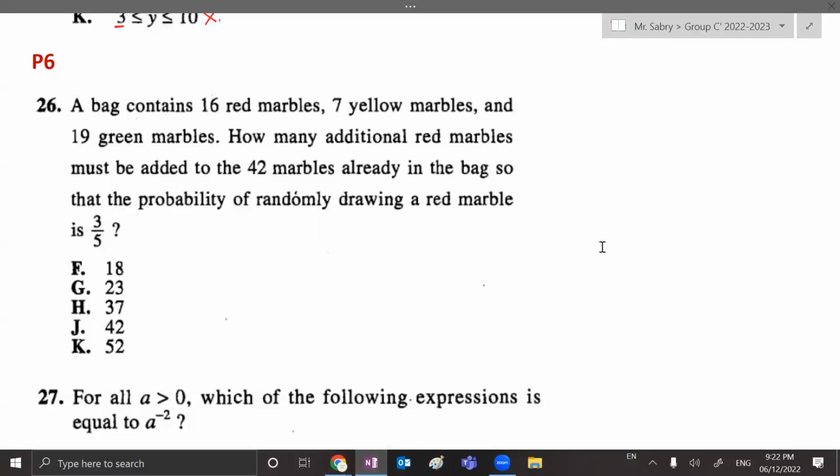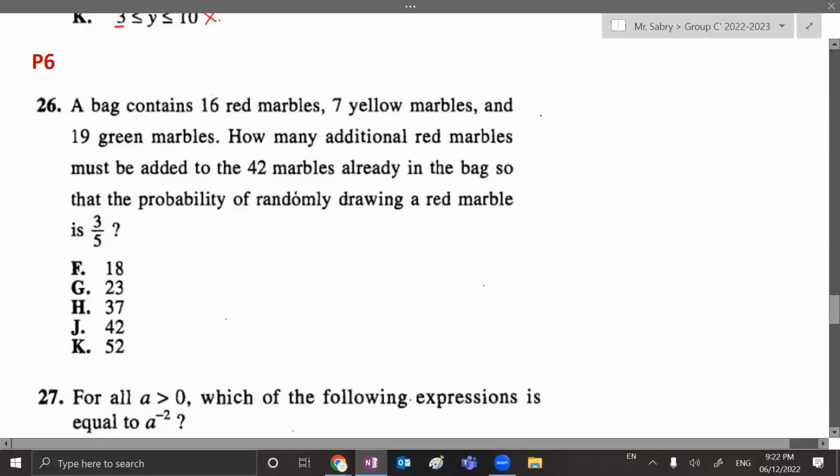So let's start with 26. It says here, a bag contains 16 red marbles, 7 yellow, and 19 green. I'll write those down just to make things organized شوية. So in the red I have 16, yellow I have 7, and green I have 19. How many additional red marbles must be added to the 42 marbles already in the bag so that the probability of randomly drawing a red marble is 3/5?